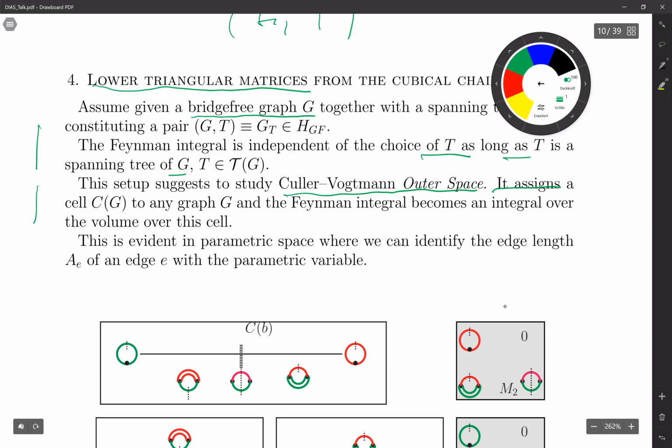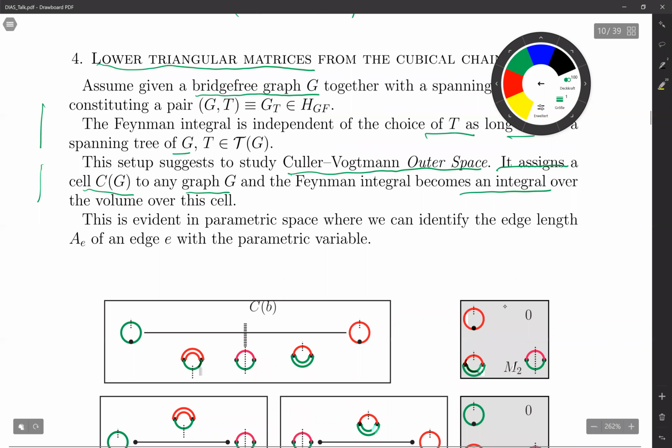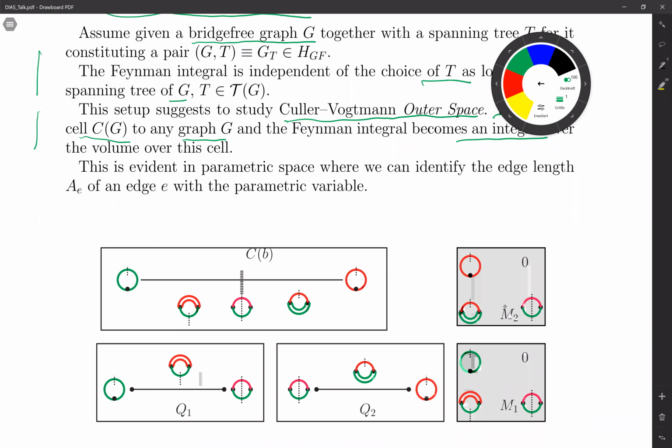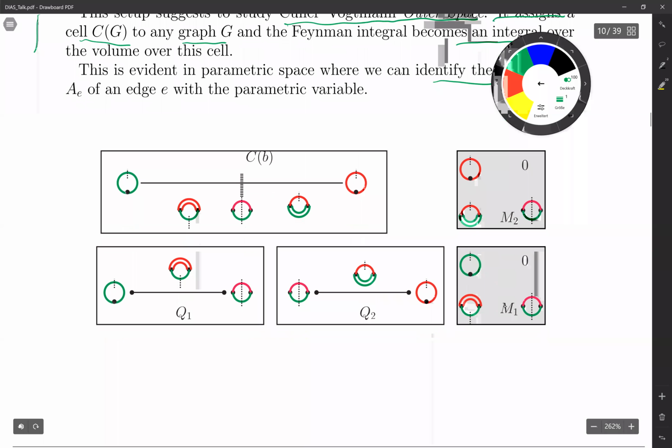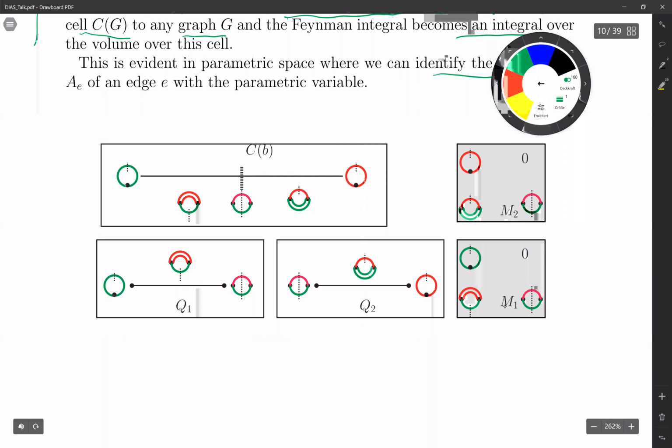It assigns a cell C of G to any graph G, and the Feynman integral, as we have it with our Feynman rules, becomes an integral over the volume of the cell. We see an example in a second. This is obvious in parametric space, where we can identify the edge length of an edge with a parametric variable. I give you a very simple picture. Here's the simplest graph under the sun, namely the one loop bubble. I take two different masses, M1 and M2, indicated by green and red, and I take one of the two edges to be the spanning tree, indicated by a double line.